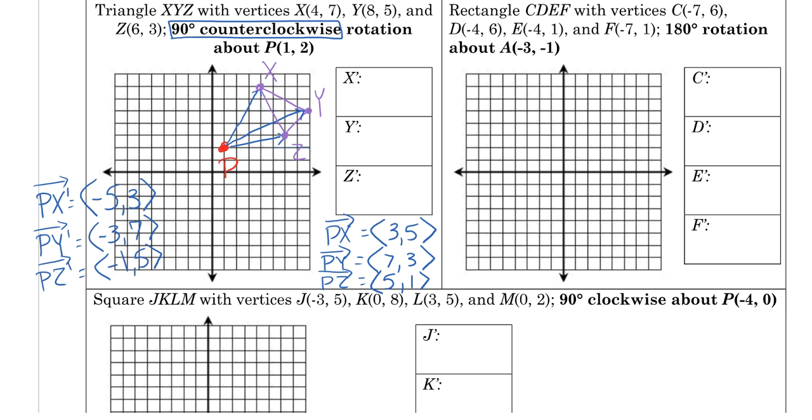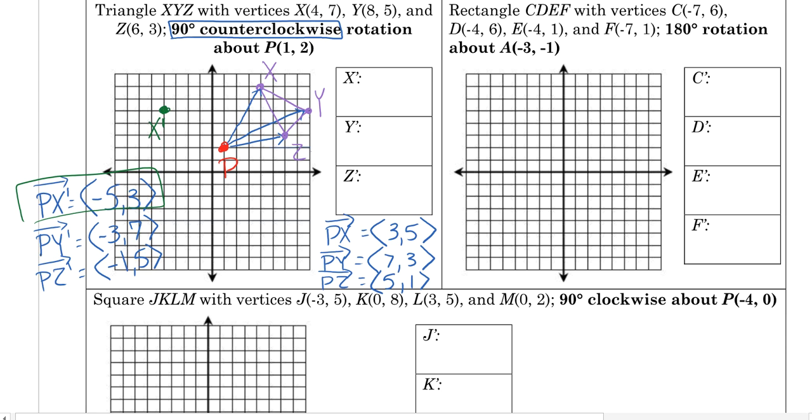So now, to put this into play, starting at P, for my first vector here, I'm going to go to the left 5, 1, 2, 3, 4, 5, then up 3, 1, 2, 3. And that is the location of X prime.